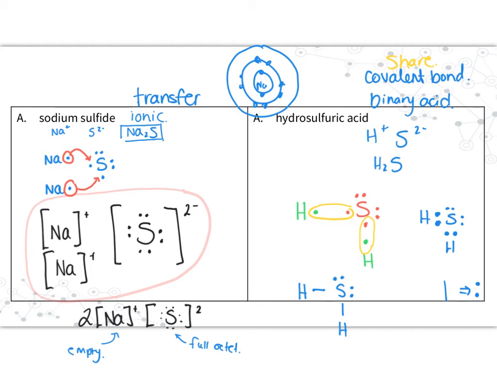We know that it is an attraction between a positive and a negative that is keeping these elements close together. In hydrosulfuric acid, we know that it's the sharing of 2 electrons that's keeping these together. Sharing 2 electrons, we draw bonds. Bonds appear in covalent compounds, not in ionic compounds.